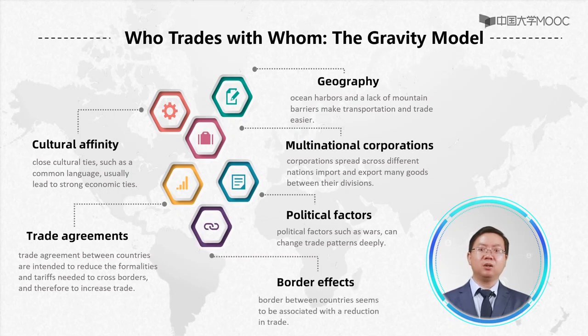Lastly, the border effect also has an impact on trade relations between countries. Take the USA and Canada as an example. Even with a free trade agreement between the United States and Canada, which use a common language, the border between these countries still seems to be associated with a reduction in trade.